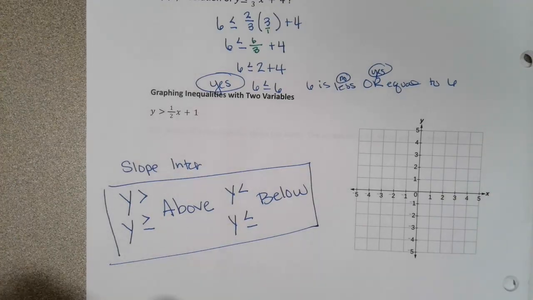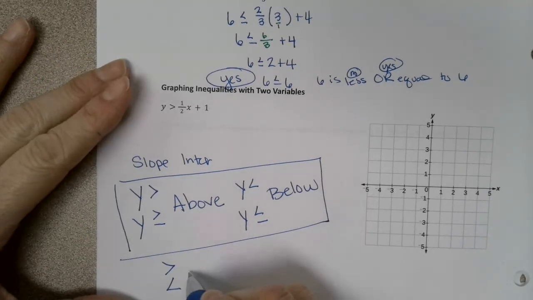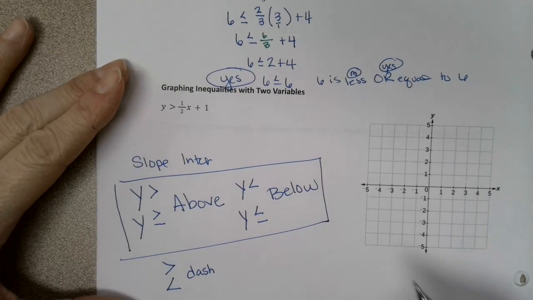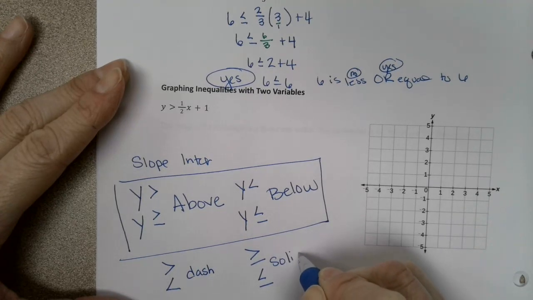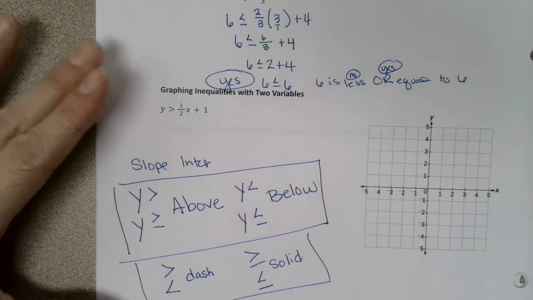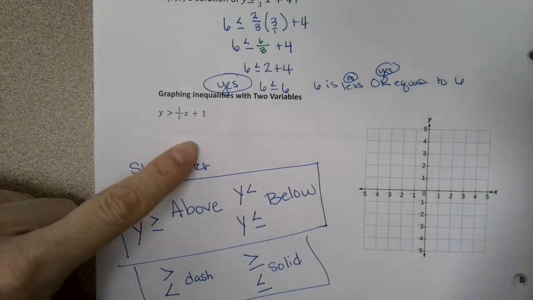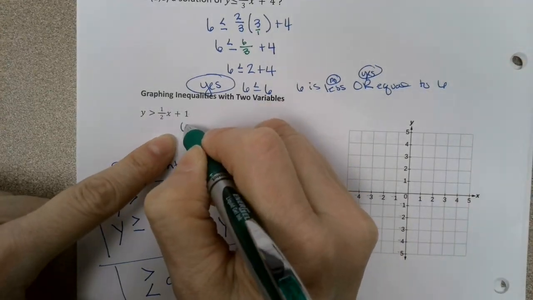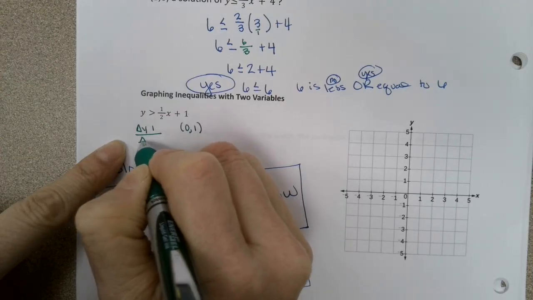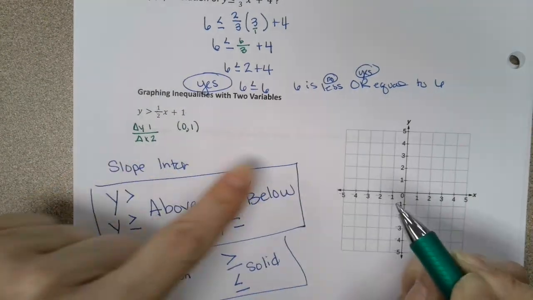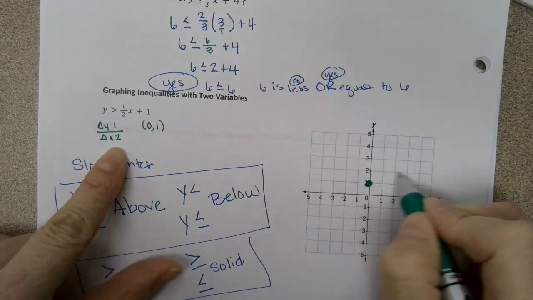The next thing that you're going to want to keep in mind is that if you have symbols that look like this, you use a dashed line. If you have symbols that look like this, you use a solid line. There's 2 pieces of information that are going to be helpful to you as you make your graph. So when I go here to graph this one, I know that this is the y-intercept, meaning 0, 1. This is my slope, meaning the change in y is 1, while the change in x is 2. So I start by plotting 0, 1, go up 1 over 2.